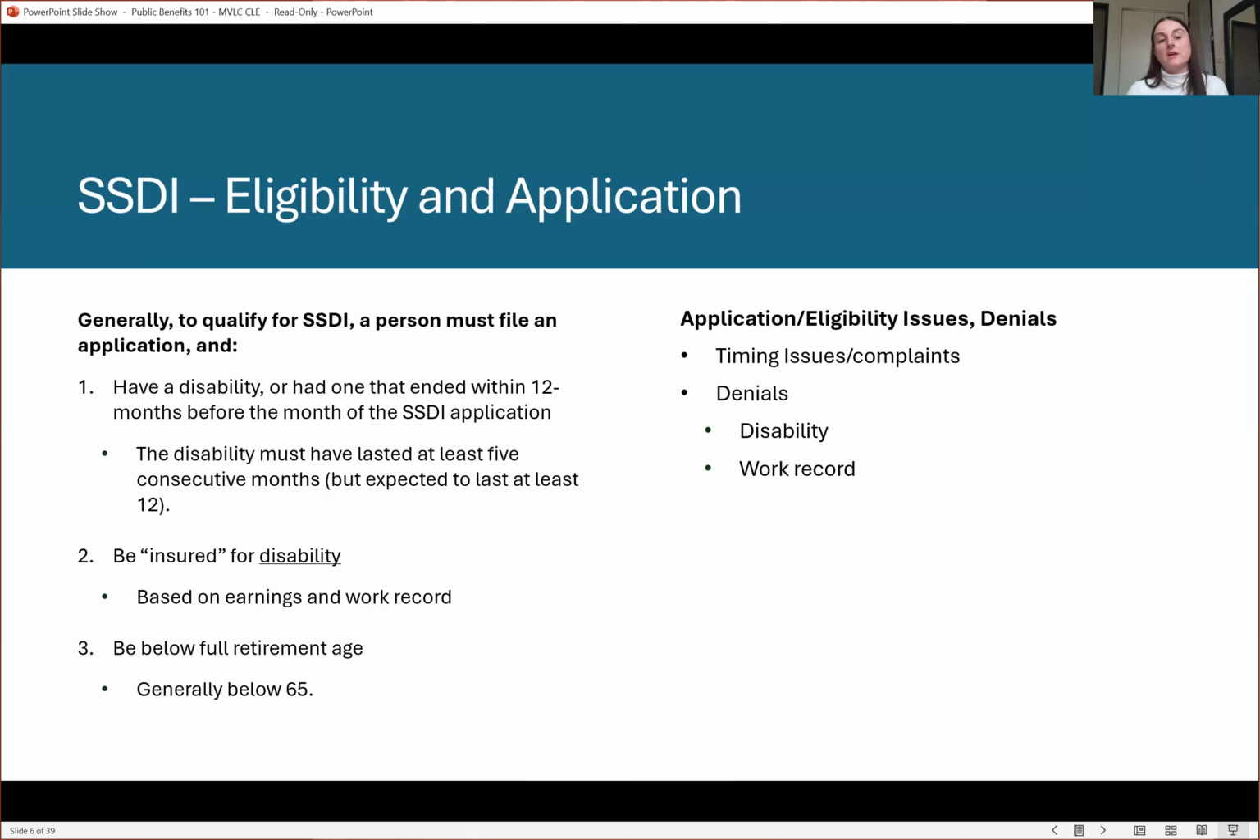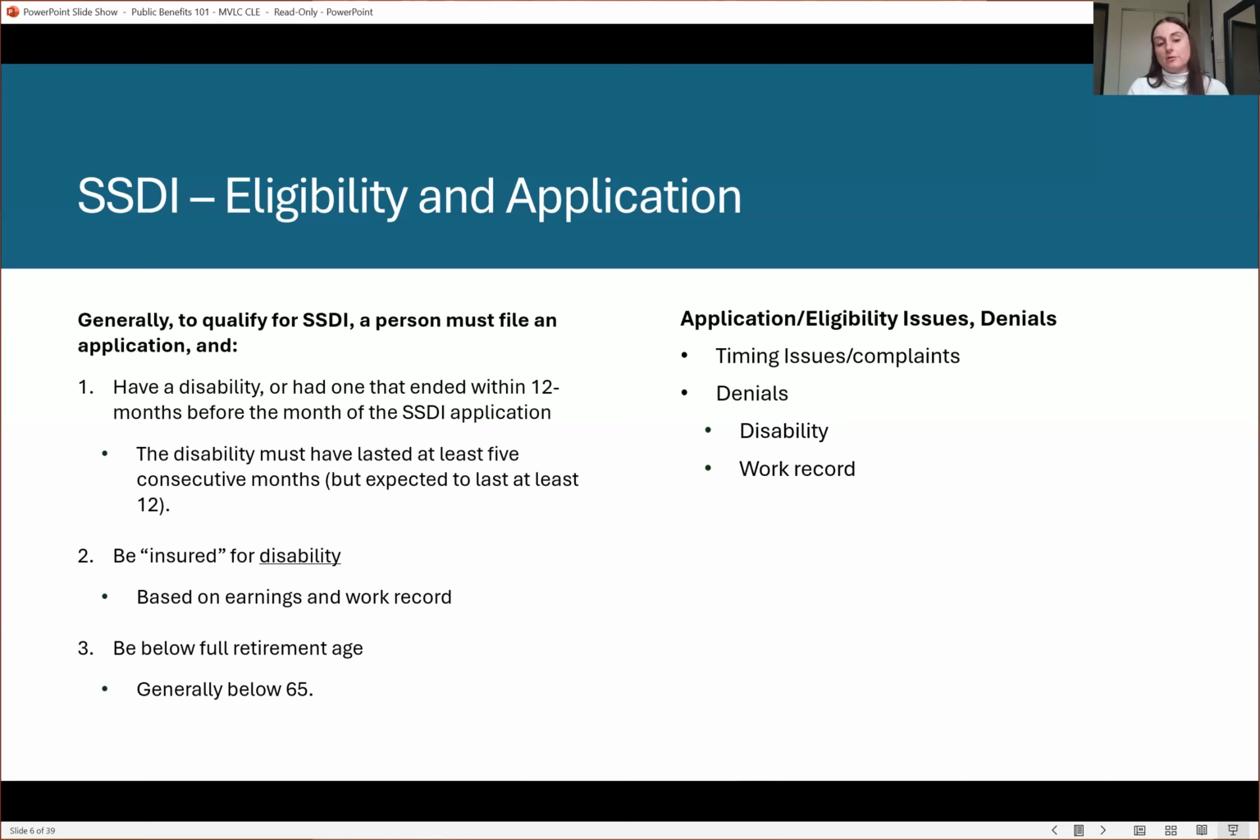You also need to be insured for disability. This is one of the biggest differences between SSI and SSDI. Being insured for disability is based on your earnings and your work record. And this is where it can get very complicated going into, if you have enough quarters of coverage to be insured for disability. It's pretty much, just to break it down very simply, have you earned enough and worked enough into the Social Security system to be insured for disability under the SSDI program.